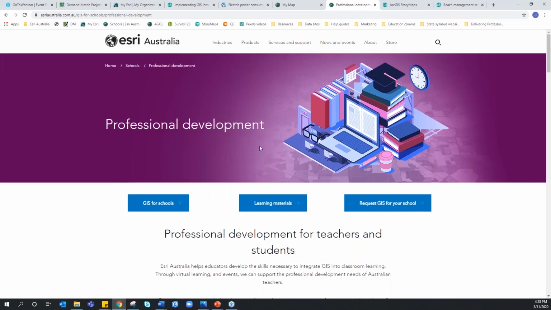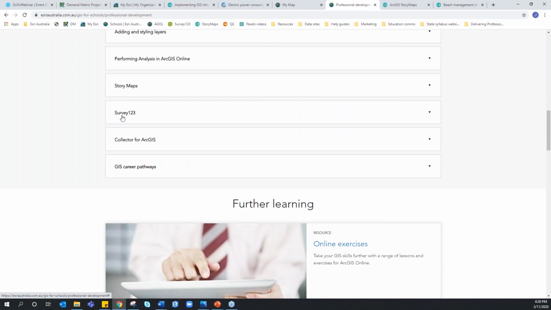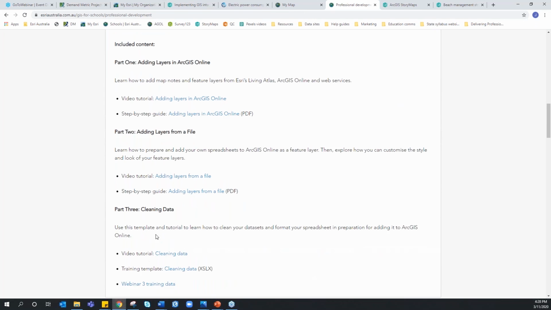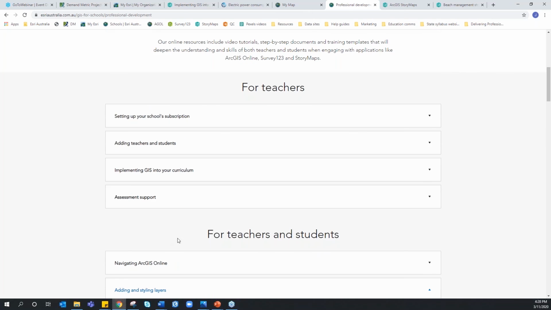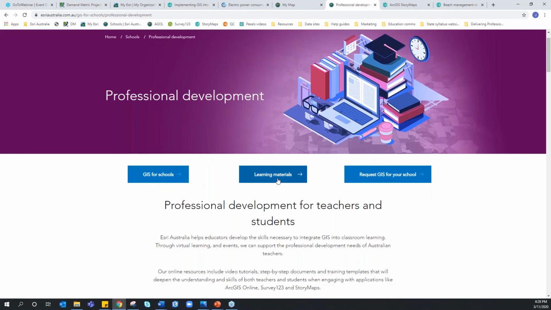It's got plenty of professional development resources on there, things like how to engage with Survey 123 or Collector, how to add layers, or how to prepare your data in that CSV spreadsheet. So a lot of PD there. Yes, it says for teachers and students, you might upskill yourself and then teach your students, but you might also set some of these videos for homework for them to engage with in the lead up to an assessment piece.